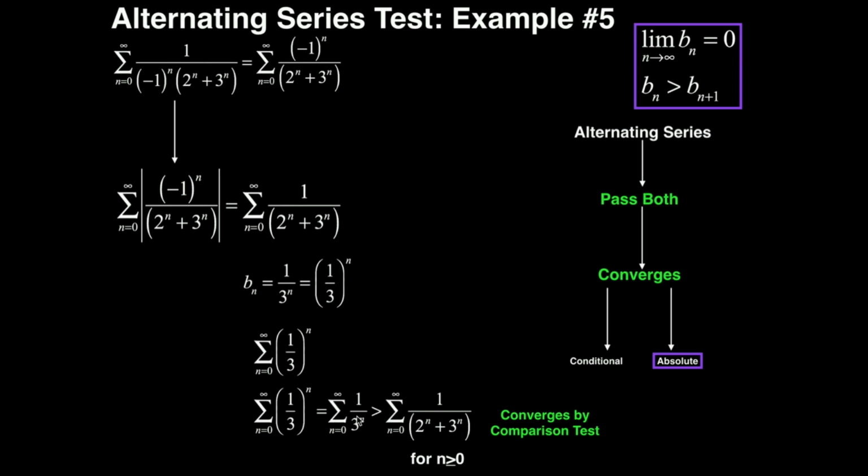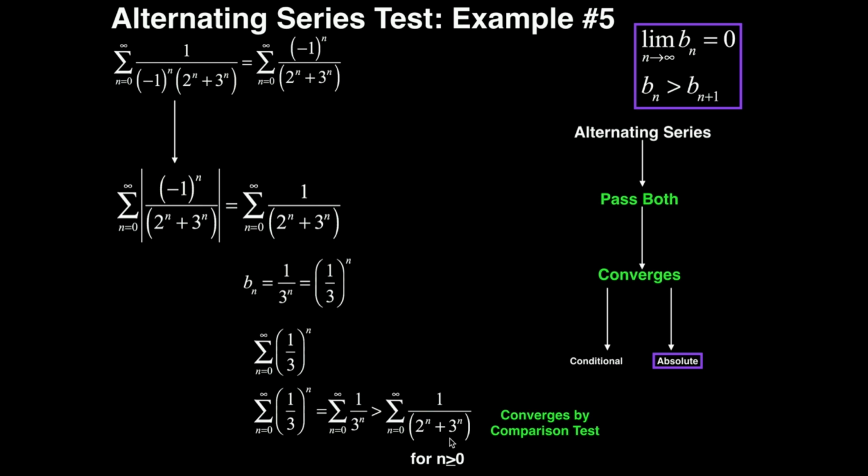So is the series from n equals 0 to infinity of 1 over 3 to the n greater than the series from n equals 0 to infinity of 1 over 2 to the n plus 3 to the n? Well, in fact, this is going to be greater, because if you think about the denominators, over here on the right in the original absolute value series, I have an additional 2 to the n. So for every single term, for every value of n, this denominator over here is going to be larger. Therefore, this series, which is the absolute value of the alternating series, this one over here on the right is always smaller than this convergent geometric series.